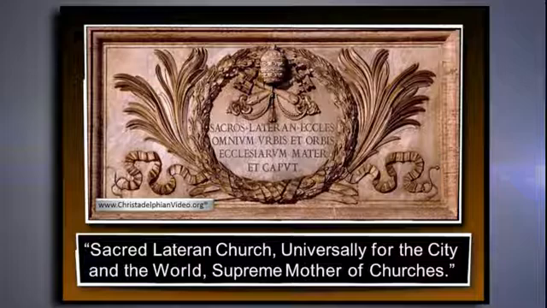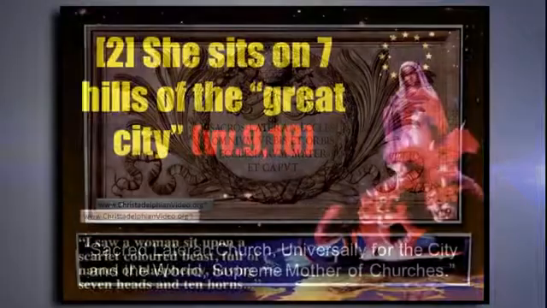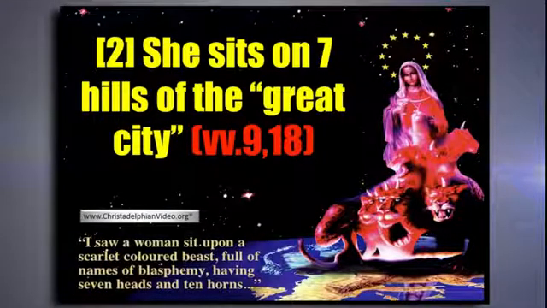Okay? Right, so, if you stand at St. Peter's, where Brother Craig is, where Brother Bob is at the back, just on the right-hand side, you've got a plaque that has these words: Sacred Lateran Church, universally for the city and the world, Supreme Mother of Churches. It's there as a Roman plaque. It's there in stone, right by St. Peter's, right? It's there on the side. Look at it in this way. It's just on the right-hand side. And that's one of our photographs that we took of that. That's incredible, isn't it? That's the very language of Revelation. We read in verses 9 and 18 of the same chapter that she sits on 7 hills, and it's a great city.